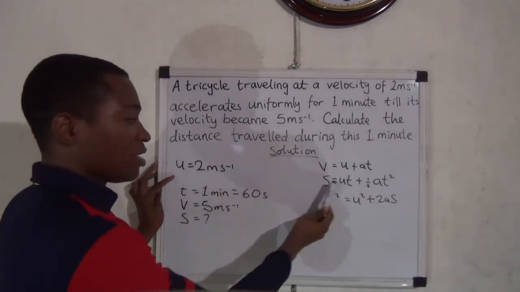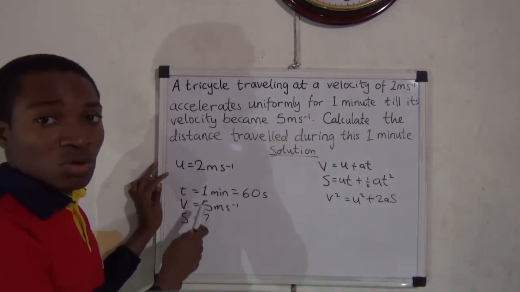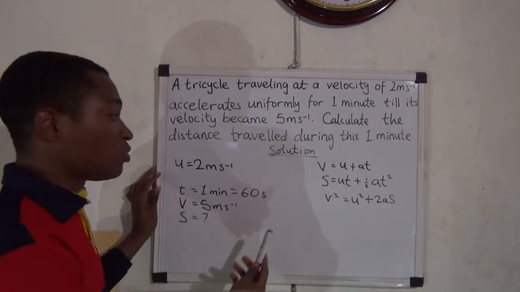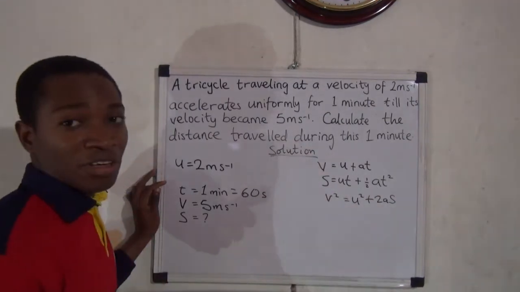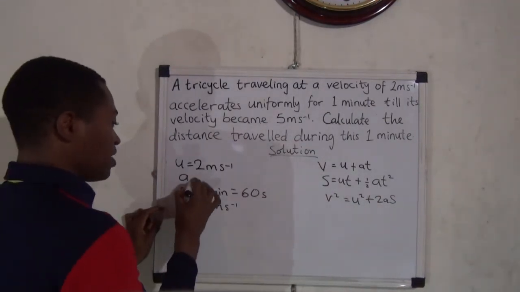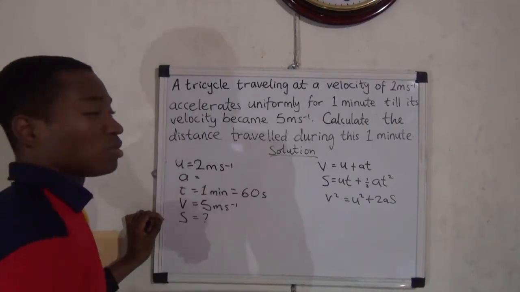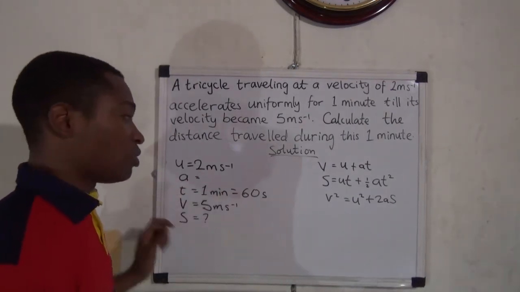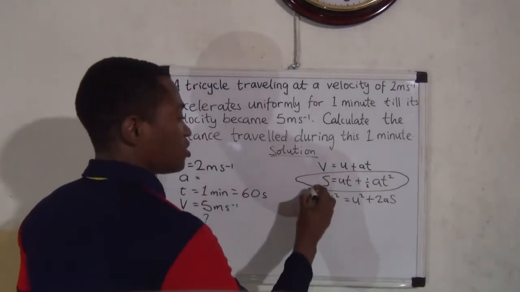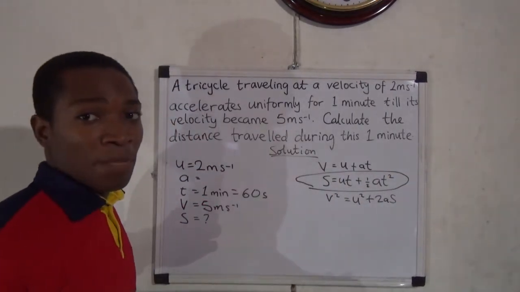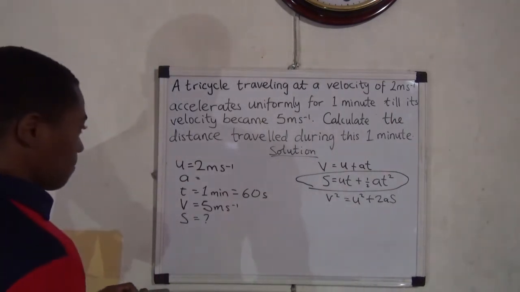We don't have the acceleration in the question. So you could find the acceleration so that you can have a value for A. So first of all, let's start by finding the acceleration. Once we get the acceleration, we put that into this, then we're able to use this second equation of rectilinear motion. Let's solve that.